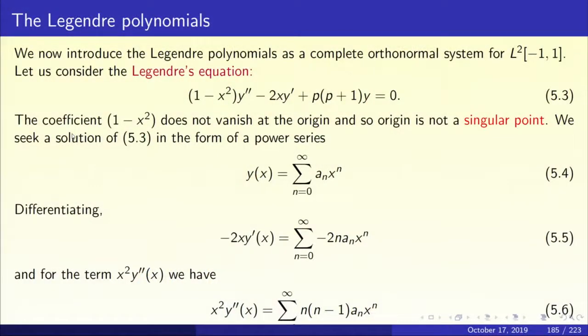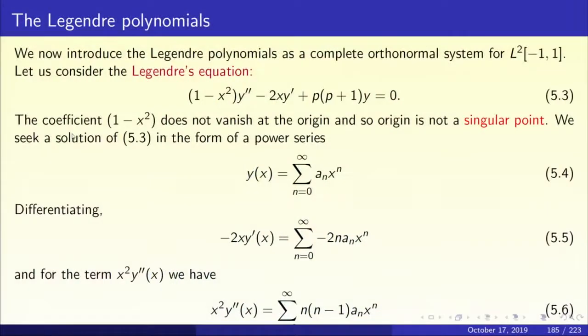So let's turn to the mathematics of the Legendre equation. So what is the Legendre equation? It is the differential equation 5.3 that you see displayed in the slide. Let's see that. (1 minus x squared) y double prime minus 2x y prime plus p into (p plus 1) y equal to 0. That is the Legendre's differential equation. The coefficient 1 minus x squared does not vanish at the origin, and this differential equation makes sense on the open interval minus 1, 1, and so origin is not a singular point, it's an ordinary point.